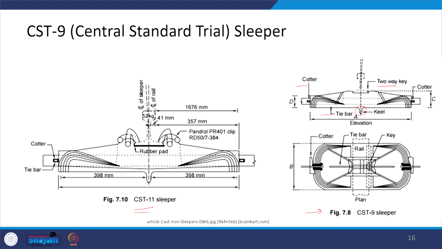Similarly, here we see that we have a rubber pad being provided at the bottom, then a clip being used, a cotter being used, and a tie bar being used in the case of the CST11 sleeper also. So, it means the number of fastenings is a bit higher.